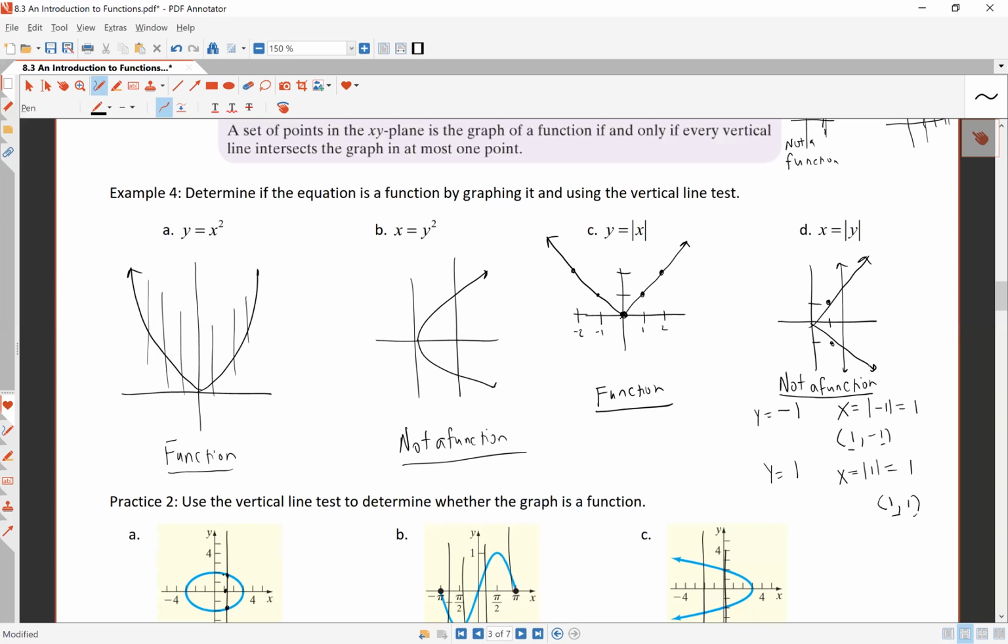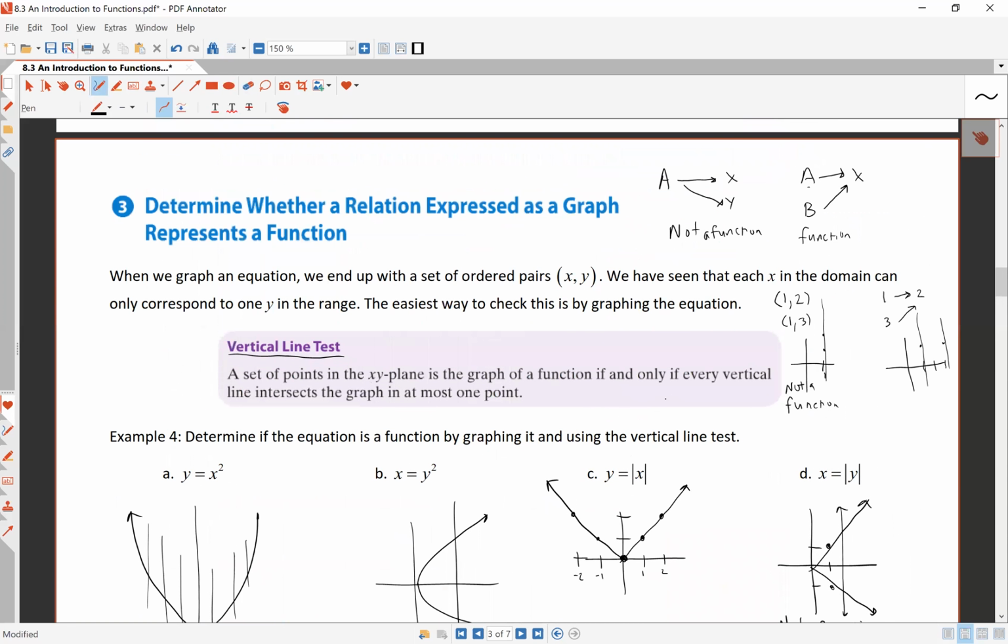And this concludes the video for section 8.3, an introduction to functions. Objective 3: determine whether a relation expressed as a graph represents a function.